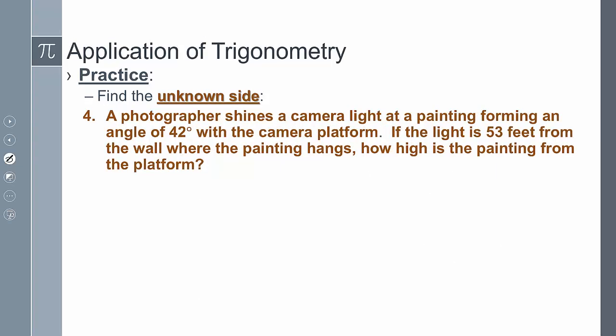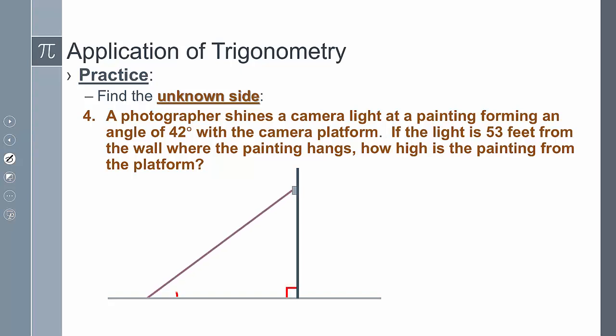Next, a photographer shines a camera light at a painting, forming an angle of 42 degrees with the camera platform. If the light is 53 feet from the wall where the painting hangs, how high is the painting from the platform? So let's think about it. The light is 53 feet from the wall where the painting hangs. So that's 53 feet. How high is the painting from the platform? We need to know this distance here.